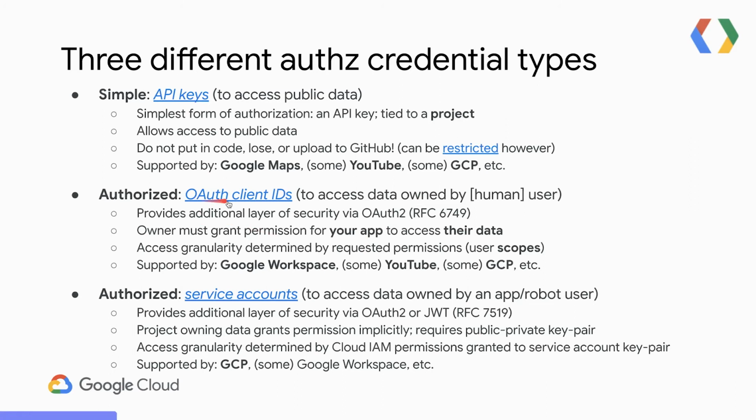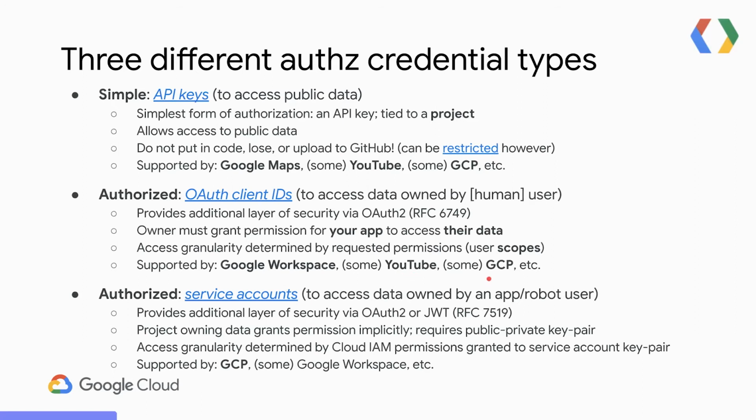So the first one is the OAuth client ID. That is where you're trying to access data that's owned by a human user. So for example, somebody's files on Google Drive or somebody's spreadsheet, it's owned by a human user, and so that user needs to grant permission to your app to access their data, whether it's reading or writing. And similarly, with YouTube, since the videos themselves are public, you can use an API key, but maybe you want to add something to somebody's YouTube playlist, or maybe you want to access a YouTube channel's statistics. Those things are owned by a human user, and so you need to have authorized access to that.